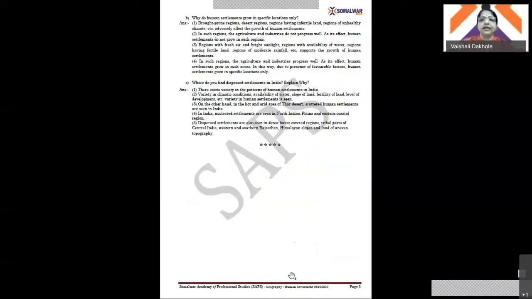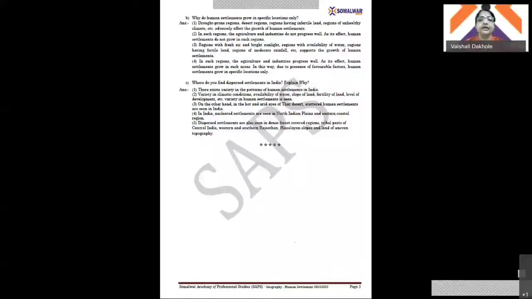Okay. Now, next question is the second one. Why do human settlements grow in specific locations only? There are some factors which help in the development of human settlement. These factors are mostly, first one, the physiography of the region, the climatic conditions that are prevailing there, availability of water, and fertile soil, then development of industries, availability of resources. These are the different factors which affect the development of human settlement.